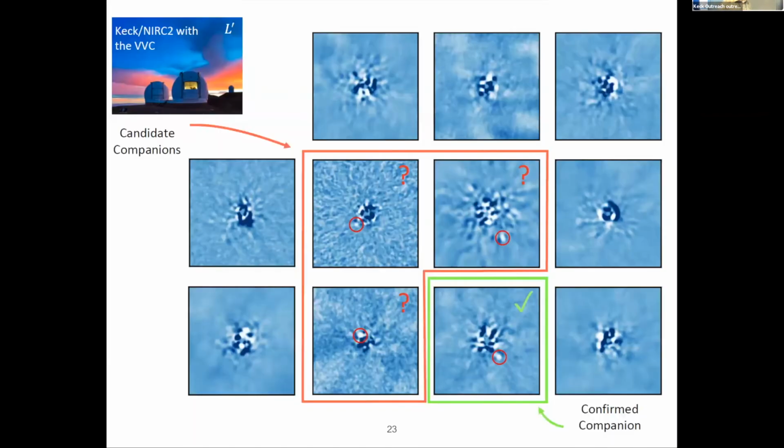Okay. We've recently started the deep imaging phase of our survey, obtaining deep high contrast imaging sequences for about a dozen stars with the vector vortex coronagraph on Keck. We've confirmed the first discovery from the survey, which will be the focus of the rest of the talk. And then we have also identified a handful of candidate companions.